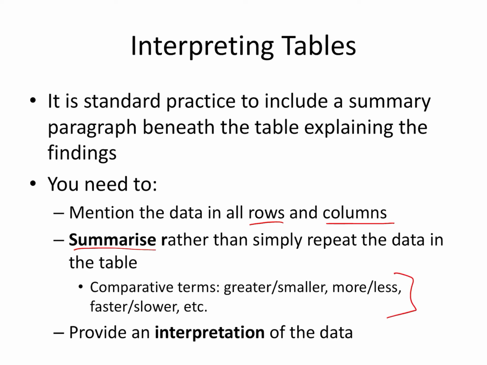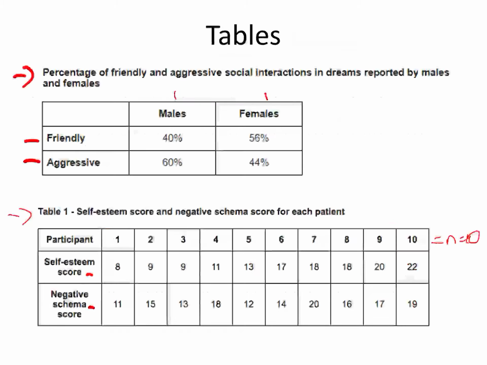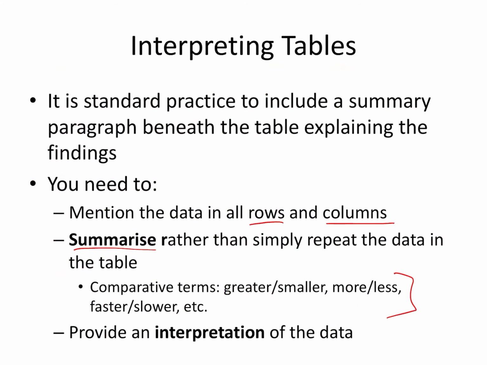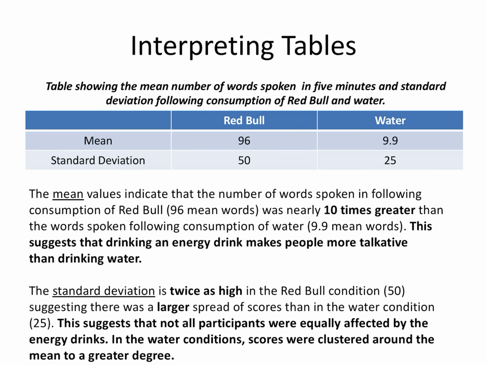So the cheat for doing this is making sure that you're using comparative terms. Like, if we just go back, so males reported more aggressive interactions in dreams than friendly interactions in dreams, for example. So that word more there is kind of key, because that's interpreting rather than simply just repeating the data. And then we need to provide an interpretation. So what does this mean then? What could you say about the differences between males and females in dream content? So if we just have a look at what that actually means in practice.